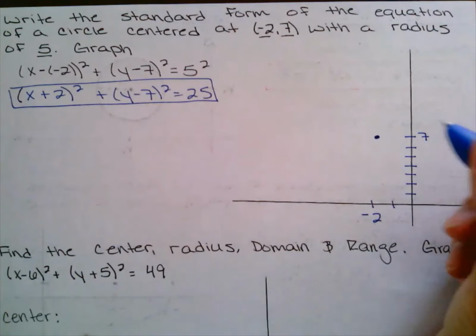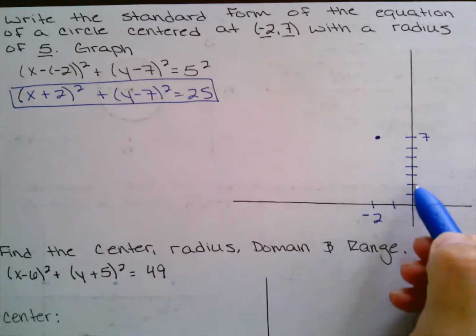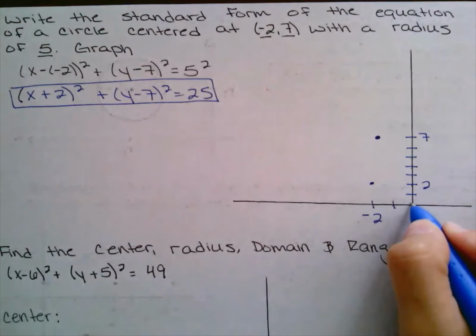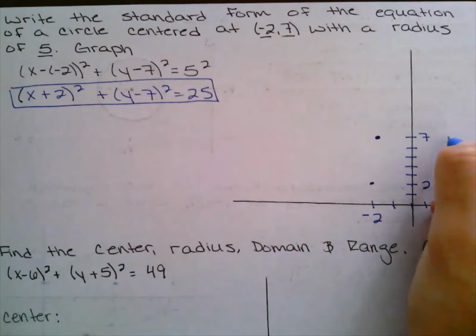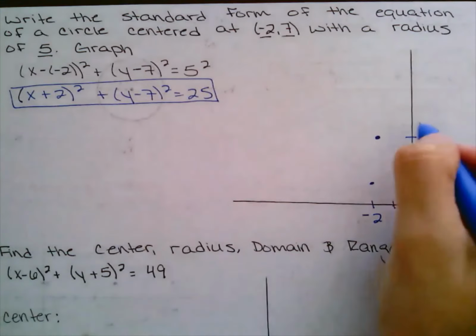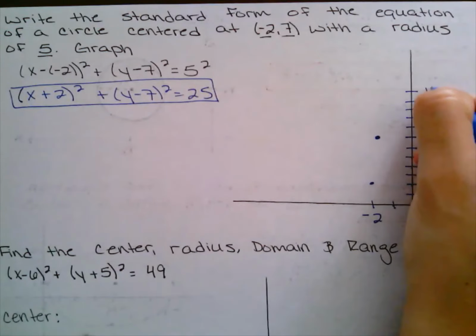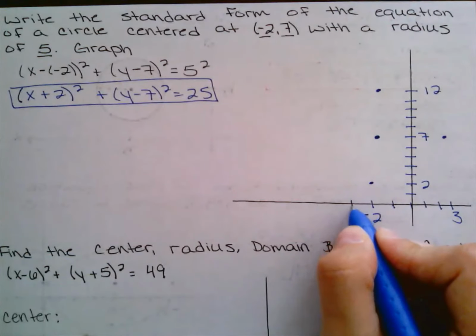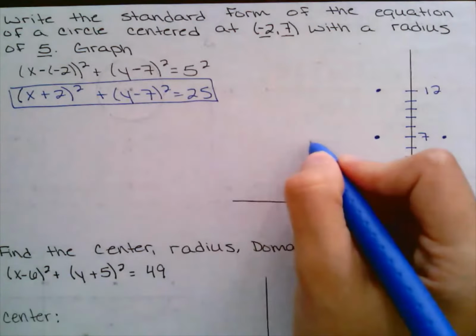Okay, now my radius is 5, so I'm just going to go 5 in every direction. 1, 2, 3, 4, 5, landing me at 2. 1, 2, 3, 4, 5, over here 3. 1, 2, 3, 4, 5, landing me at 12. And 1, 2, 3, 4, 5 at -7.